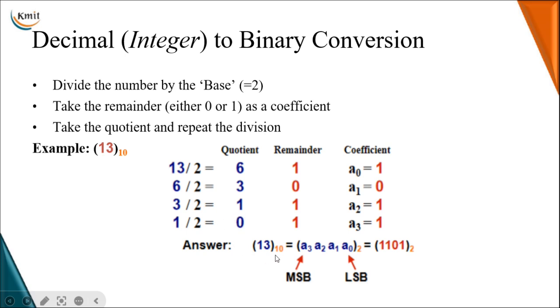So 13 to the base of 10 is equivalent to 1101, writing all the remainders from bottom to top. The first remainder occupies the least significant bit position, and the last remainder occupies the most significant bit position. So 1101 is the equivalent of 13 in decimal.